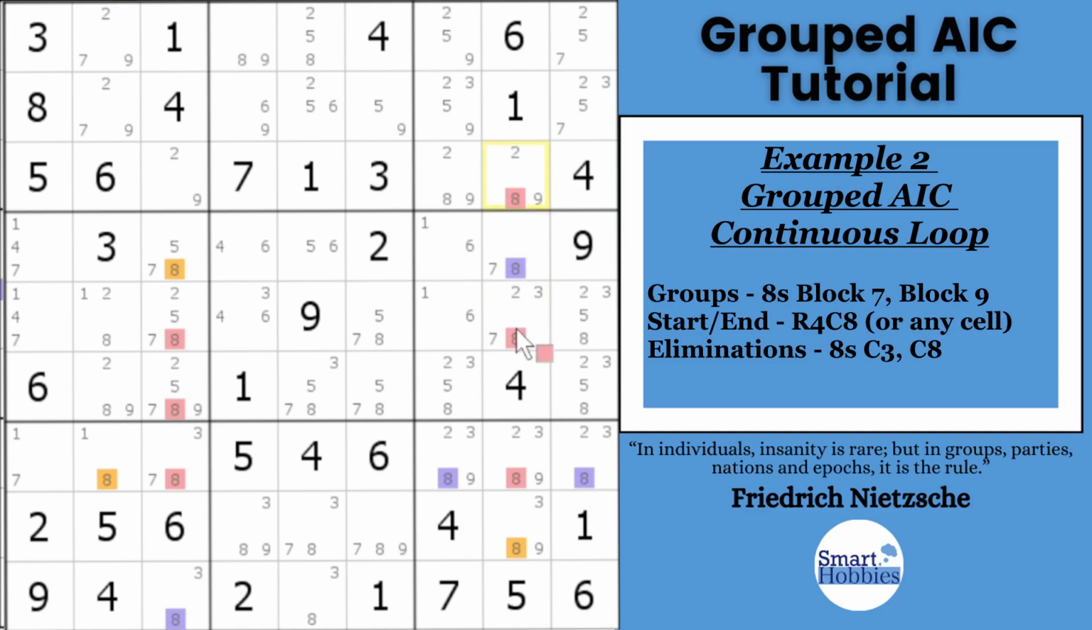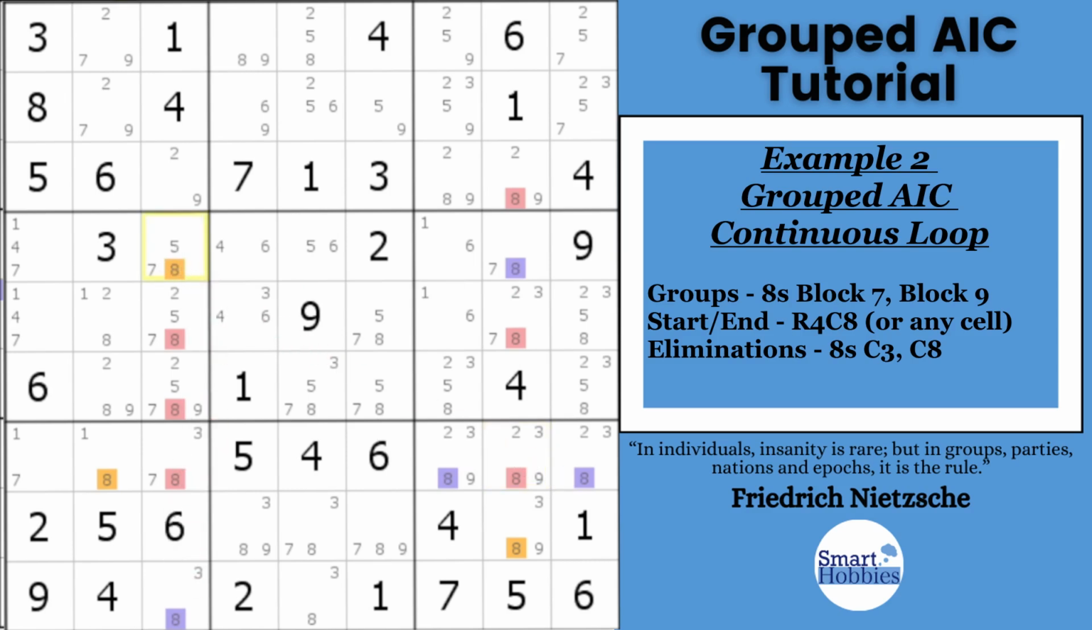Now you're like, okay, what happens if one of these red cells was true? Well, let's figure that out. Let's say you made this cell an 8. You make this an 8, then none of these cells can be an 8. That can't be an 8. You'd have an 8 right here. You have an 8 here. You'd have an 8 right there.